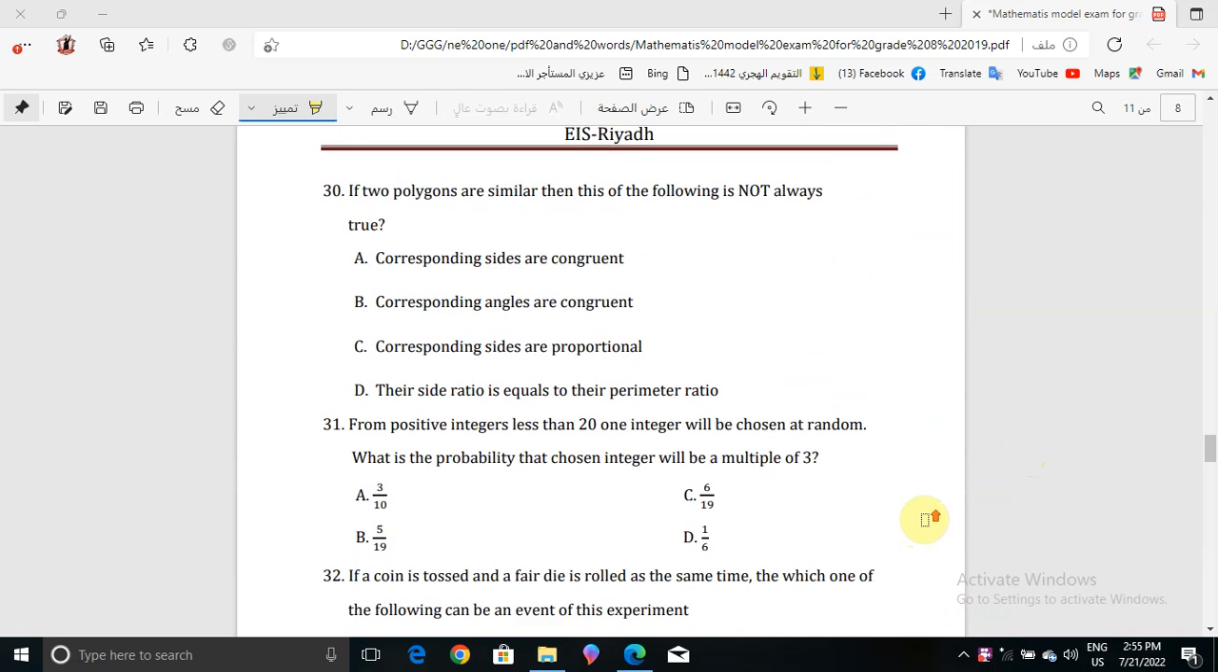Now question number 30. If two polygons are similar, then which of the following is not always true? Corresponding sides are congruent, corresponding angles are congruent, corresponding sides are proportional, or their side ratio is equal to their perimeter ratio. The one which is not always true will be corresponding sides are congruent.